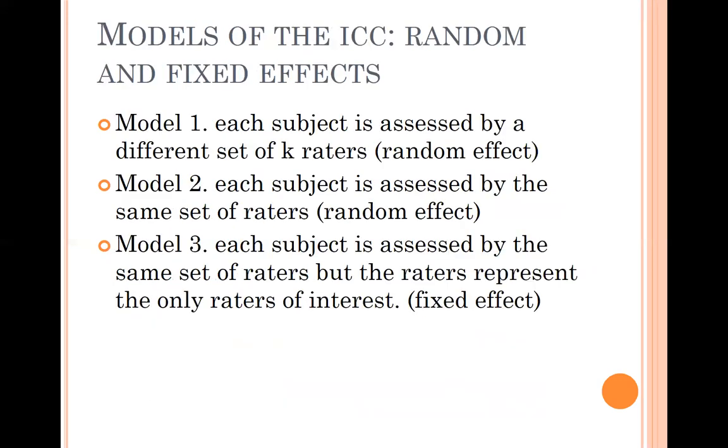The models of the intraclass correlation can be either random or fixed effects. So model 1, each subject is assessed by a different set of K raters, random effects. Model 2 is each subject is assessed by the same set of raters, that's random effects. And model 3, each subject is assessed by the same set of raters, but the raters represent the only raters of interest, and that's a fixed effect.